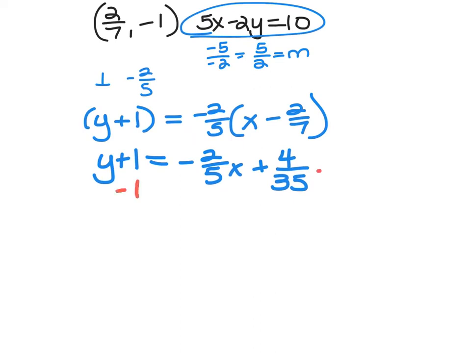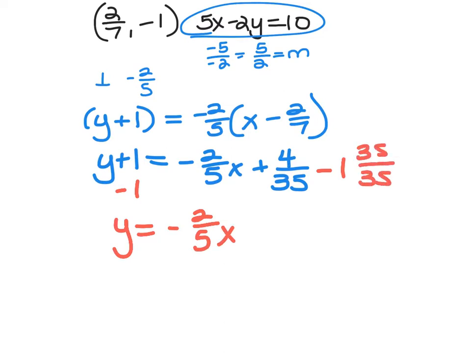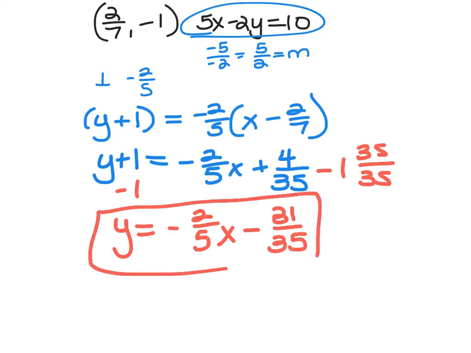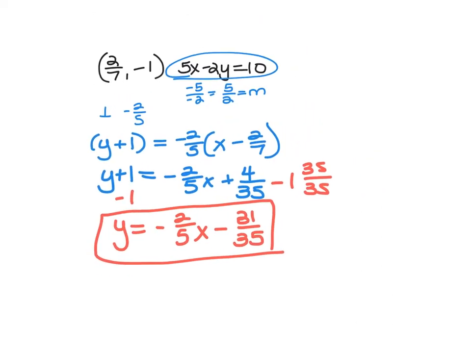And then subtract the 1. This is 35/35. So this is -31/35. You find your mistake? I added wrong. Okay. It's always something silly like that.